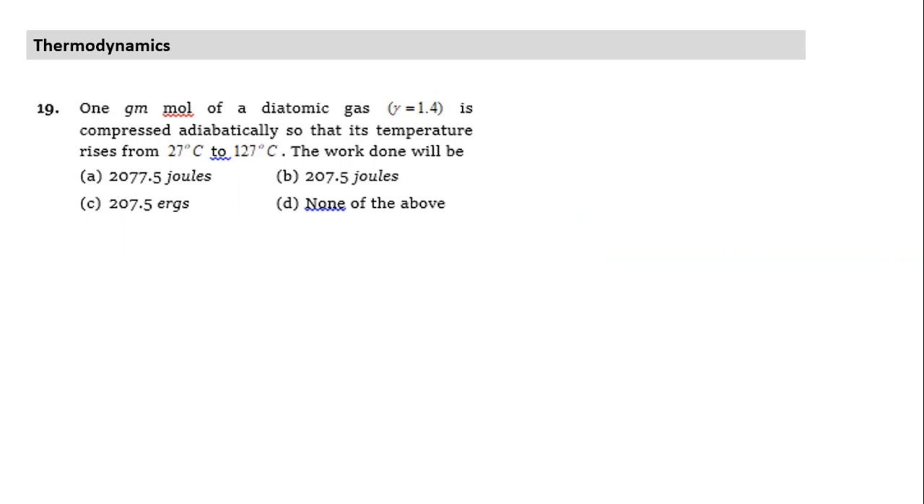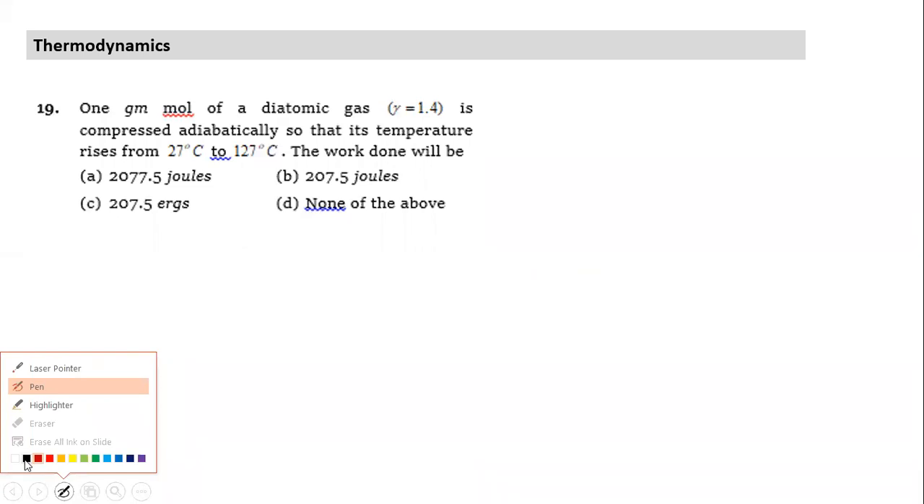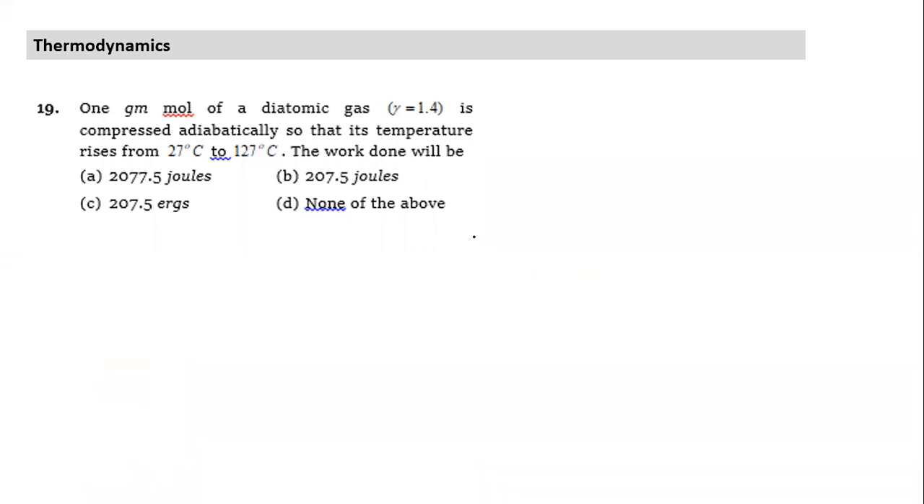How do we calculate work done in an adiabatic process? There's no need to calculate work done. In the case of an adiabatic process, work done is equal to minus delta U. The calculation of change in internal energy is most of the time much simpler. So in this case also, rather than calculating work done, I will calculate change in internal energy, which is equal to F by 2 nR (T2 minus T1).